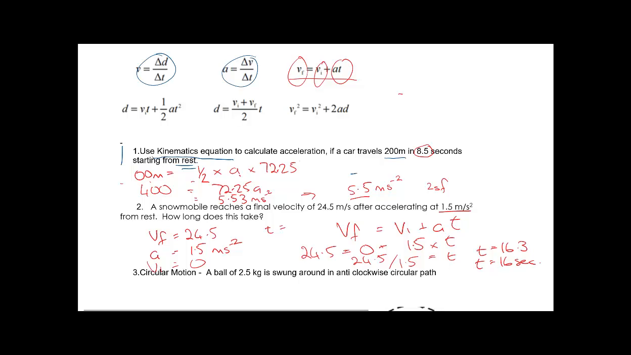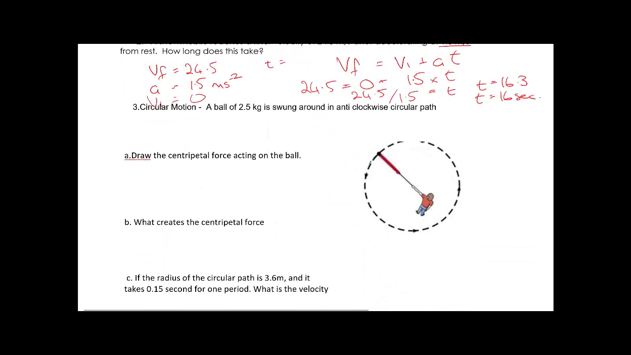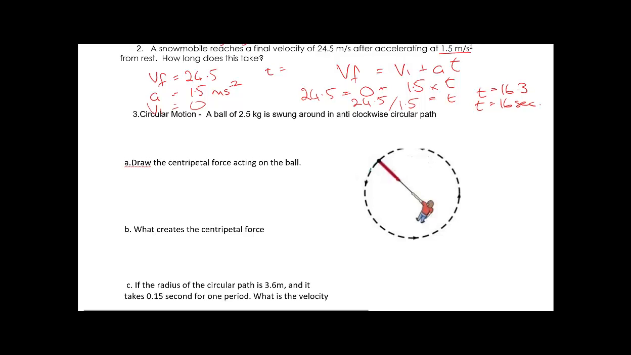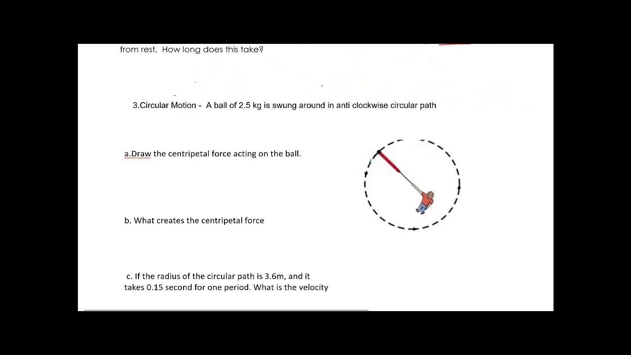Okay. All right, the next problem we're looking at is circular motion. In circular motion, draw the centripetal force. Now that always acts towards the middle of the circle. So that's that. The tension force would be acting the other way if you had to draw that in, but you're not being asked about that.